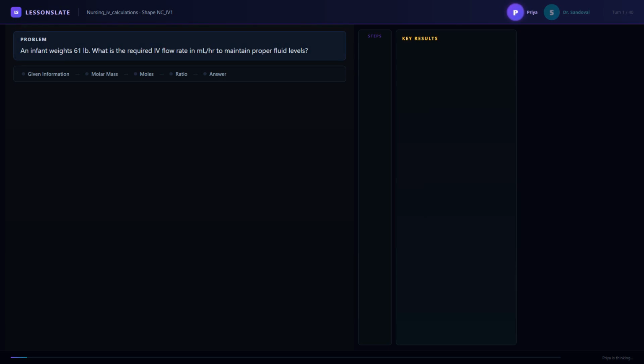Hey, Dr. Sandoval, I've got a problem here that's making me wonder if I'm thinking about it correctly. It says an infant weighs 61 pounds and asks what the required IV flow rate in milliliters per hour is to maintain proper fluid levels. I think I need to figure out the fluid requirements first, but I'm not sure if there's a standard formula I should be using for infants based just on weight.